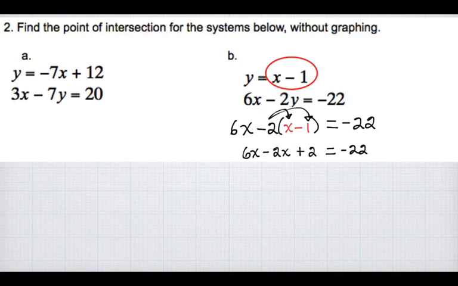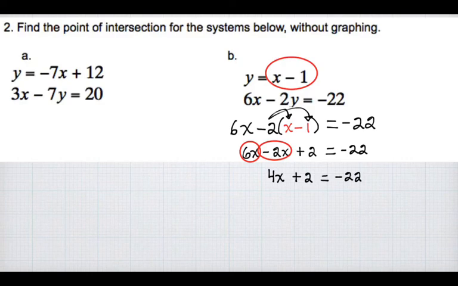Okay, continuing with the order of operations, I don't see any division here, so multiplication and division are done. I see addition, but I can't really add these because they are unlike terms. Subtraction, I do see 6x minus 2x, which I can do because they are like terms. So these two will combine, and that will get me 4x. Bring everything else down, plus 2 equals negative 22.